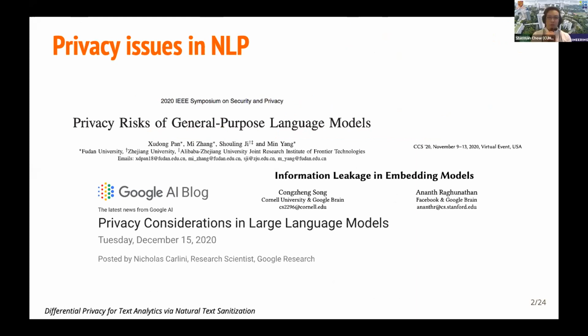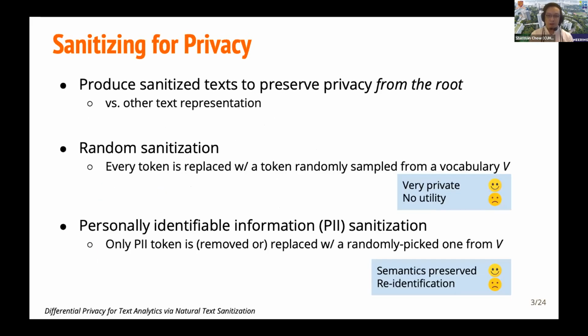So we see recent great progress in general purpose language models, or LMs, such as GPT or BERT from Google. Meanwhile, as you can see on the screen already, we have found some privacy concerns. In particular, let me highlight one attack: given the language model, you can extract the sensitive data. Today's focus is that we want to ensure text privacy, and our approach will be text sanitization. We produce sanitized texts to preserve privacy from the roots, which I will make clear in the next slides.